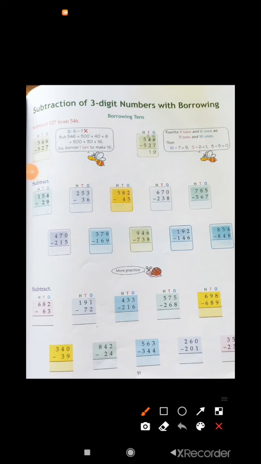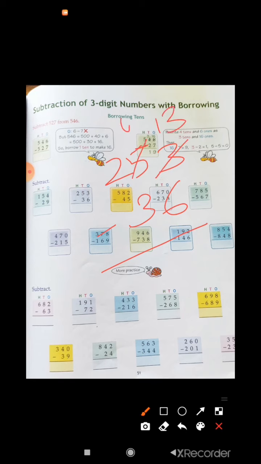Next question is 253 minus 36. Take borrow from 10 side. Here will be 13, and here 4 remaining. 13 minus 6 is 7, 4 minus 3 is 1, and here 2 minus 0 is 2. The answer is 217.